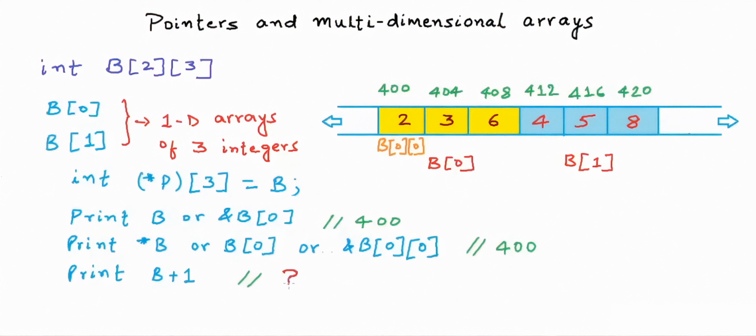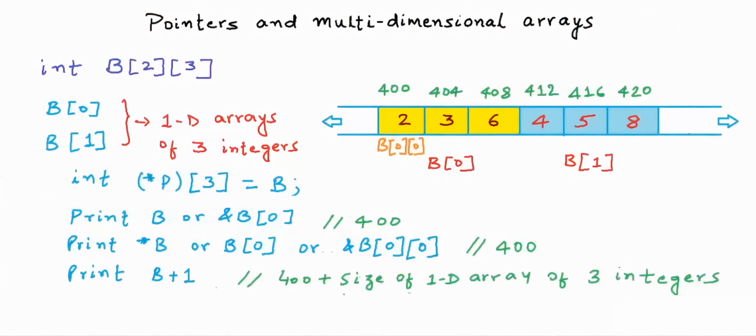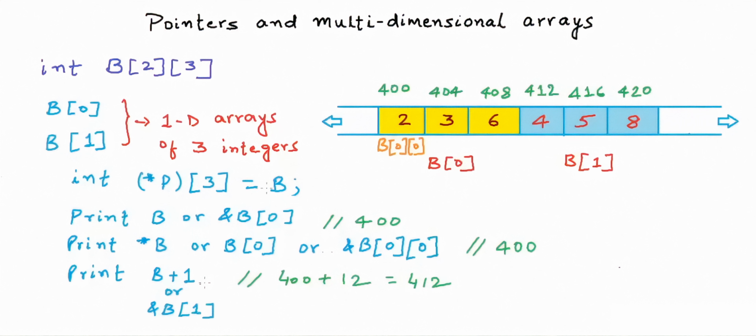Okay, so what will be the value of B plus 1? B this time is returning us a pointer to a one-dimensional array of 3 integers. So if I do pointer arithmetic like adding 1, we are moving to the next 1D array of 3 integers. So we will be moving to address 400 plus the size of a one-dimensional array of 3 integers in bytes. So the output will be 412, which makes sense because B plus 1 is the same as &B1, or address of B1, and the address of B1 is 412.